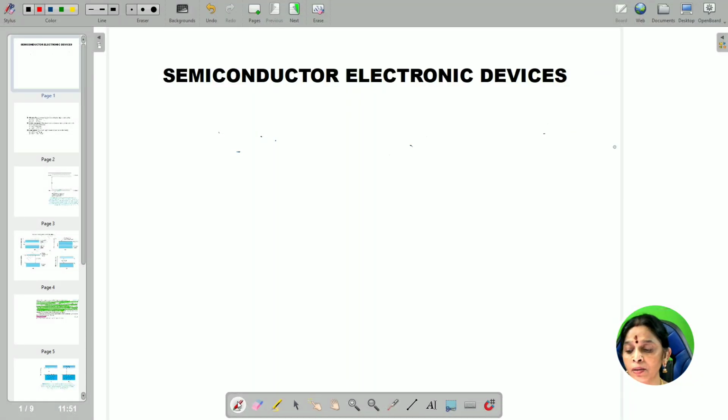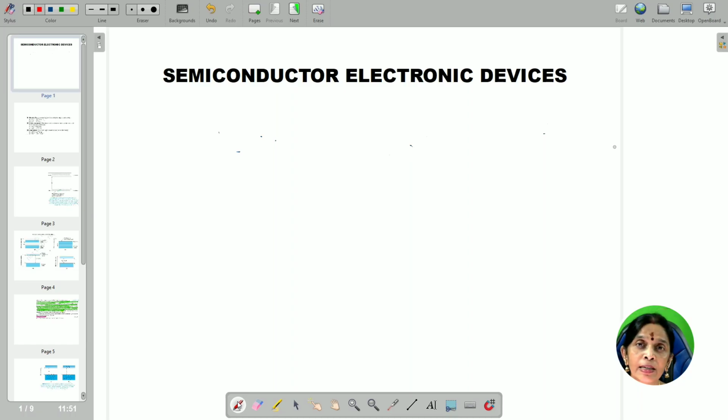Very good morning, children. Today, class 12 children, let us discuss lesson 14, the last lesson, semiconductor electronic devices. This is a very important lesson. It's not like other lessons which are clubbed up for the weightage, but this lesson alone carries 7 marks.